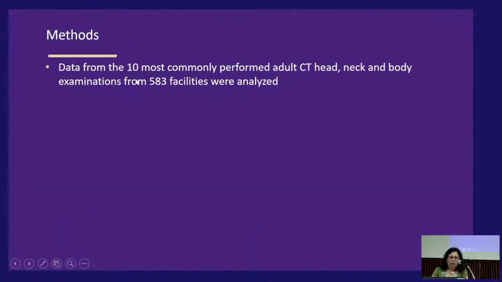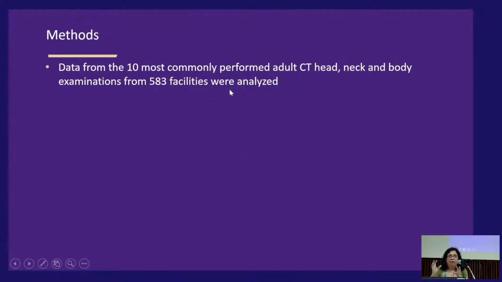We talked about DIR, all facilities sending data to DIR. Now, 5 or 6 years later, 2016 is the data we looked at. It had been about 5 years that the DIR had been in practice. So we decided to look at the 10 most commonly performed adult CT head, neck, and body exams, and we looked at 583 facilities in the United States. The data from those were analyzed.